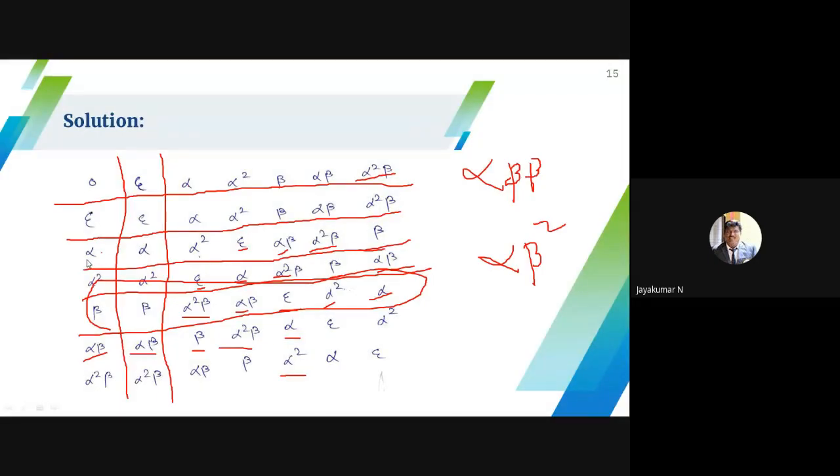Suppose I want to find the inverse of alpha. You move horizontally to wherever you find the identity element, then go vertically. Definitely there is an element there, and that is the inverse of that element. So inverse of alpha is alpha square. Inverse of alpha square is alpha. Inverse of beta is beta. Inverse of alpha beta is alpha beta. Inverse of alpha square beta is alpha square beta.